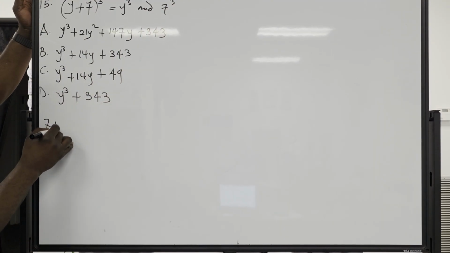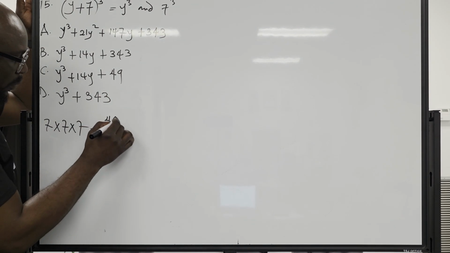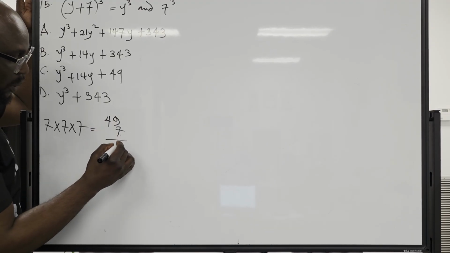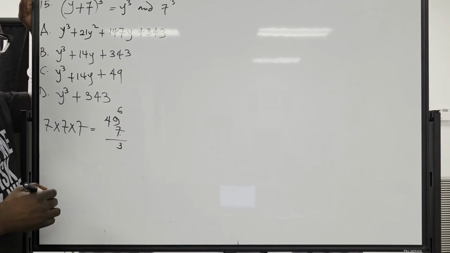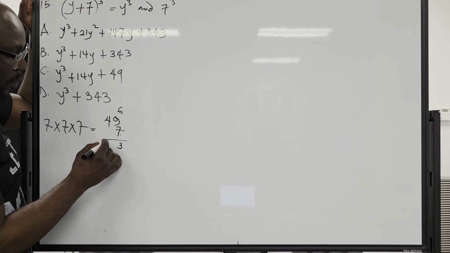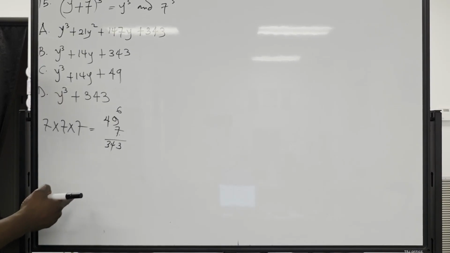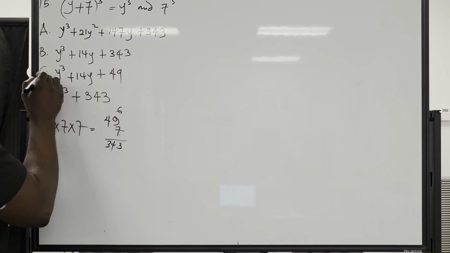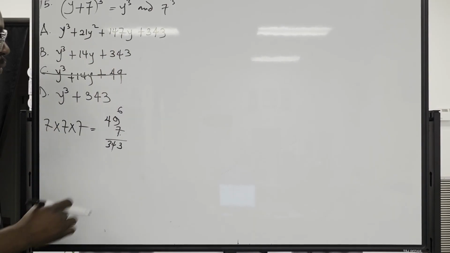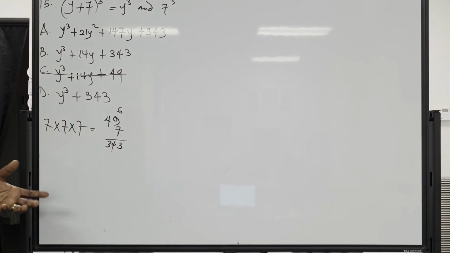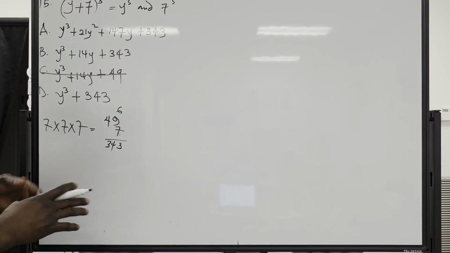7 cubed is 7 times 7 times 7. That's what it means, right? So 7 times 7 is 49. 49 times 7: 7 times 9 is 63, you have 3, carry 6. 7 times 4 is 28, 28 plus 6 is 34. So 343. Anyone that does not have 343, you can immediately remove, right? So we can remove option C, because it does not have 343. So now we've got to figure out what should be in the middle. That is one way to quickly eliminate which option does not belong and get your answer quickly.